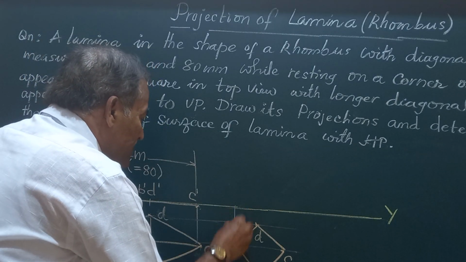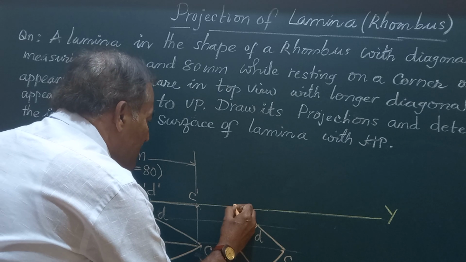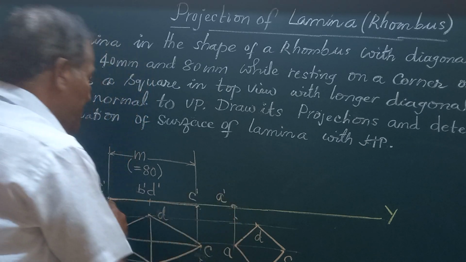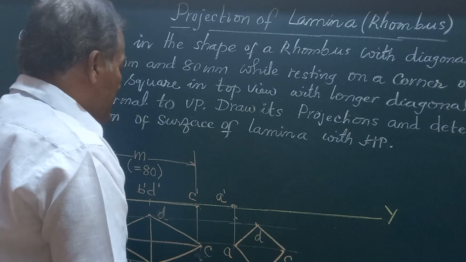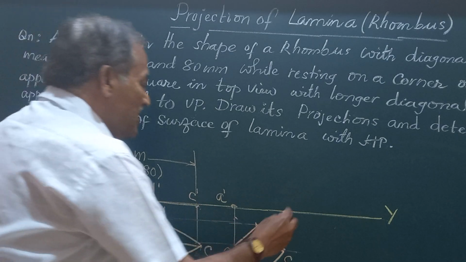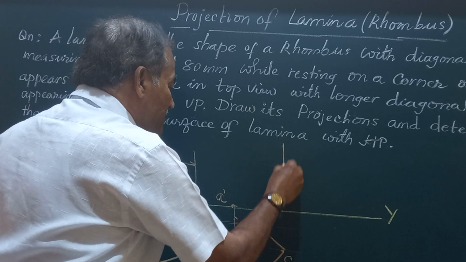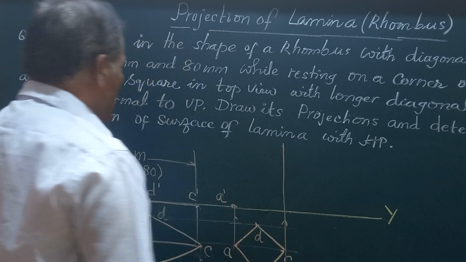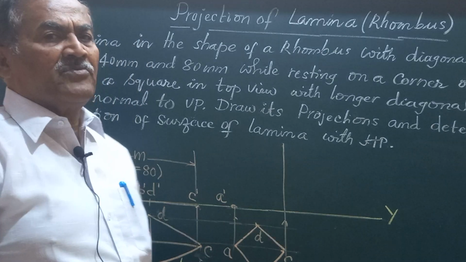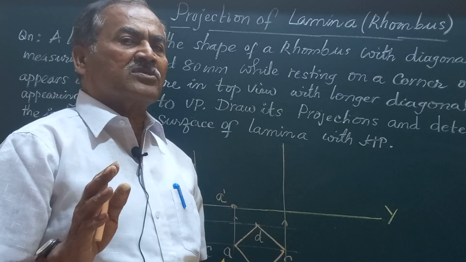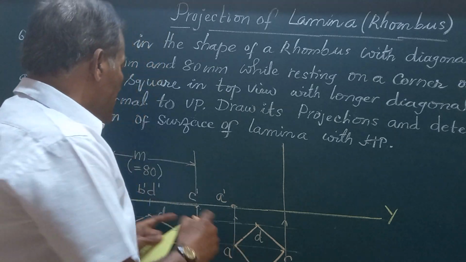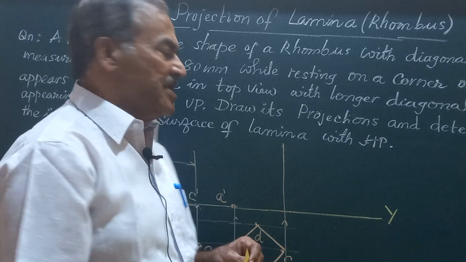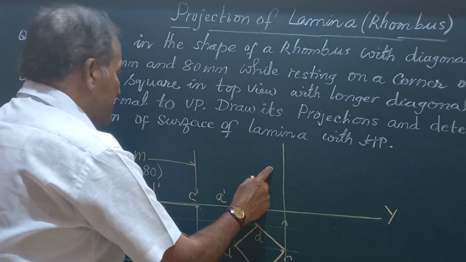So I just draw a vertical line from here and fix the position of this A dash, the front view of that corner. And how to get this corner C? I will draw a vertical line through this corner. Now friends, you know very well, in any of these laminas, the front view in case 1 and case 2 will have the same length. That is in step number 1 and step number 2.